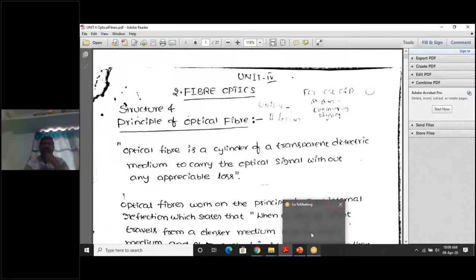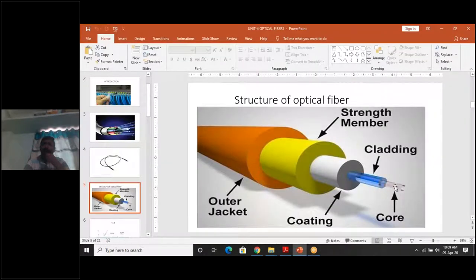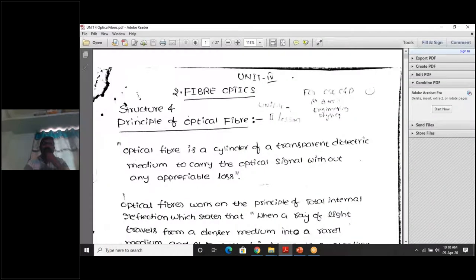What is a dielectric? Dielectrics are nothing but insulators. If you clearly observe, this is the core medium and this is the cladding medium. These are the very important parts of the optical fiber. They are made up of glass. Glass is nothing but a dielectric medium. That's why it is used in the definition: medium to carry the optical signal. It carries the optical signal without any appreciable loss. There is no loss in taking it from one end to the other end.